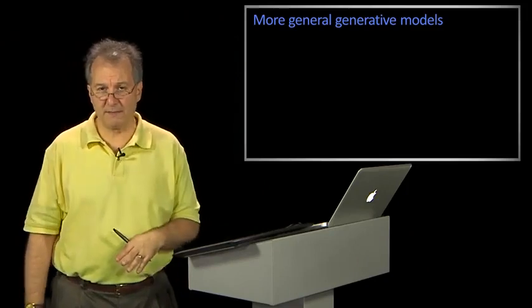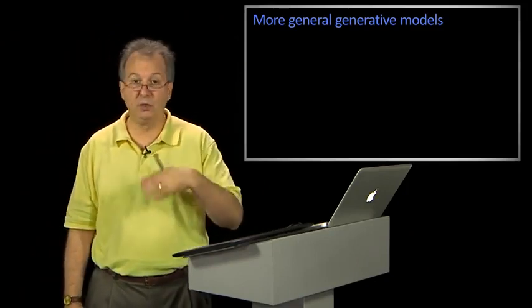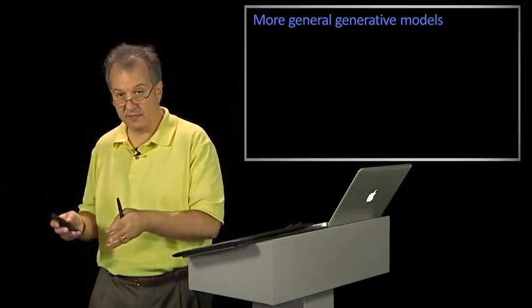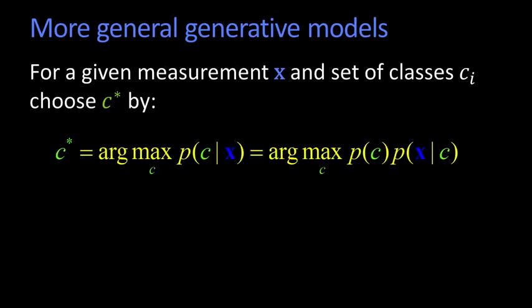A couple more points about generative models. They're pretty straightforward. First of all, we've been doing the two-class case, right? You're either skin or not skin. Well, suppose I've got a bunch of classes, C sub i, and I've got a measurement X. Which C should I choose? It's written here in green, C star. So very simply, I'm going to take the category that maximizes P of C given X. That is, which category is most likely given X? Okay, that makes some sense.